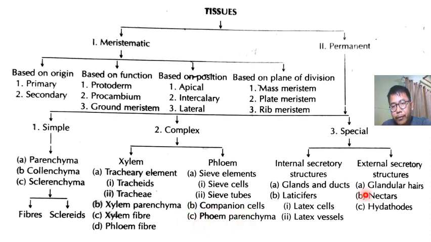Special permanent tissue, number one, that is internal secretory structure and external secretory structure. A. Glands and ducts. B. Laticifers. This laticifer can be further subdivided again into latex cells and number two, latex vessels. External secretory structures: A. Glandular hairs, B. Nectaries, and C. Hydathodes.